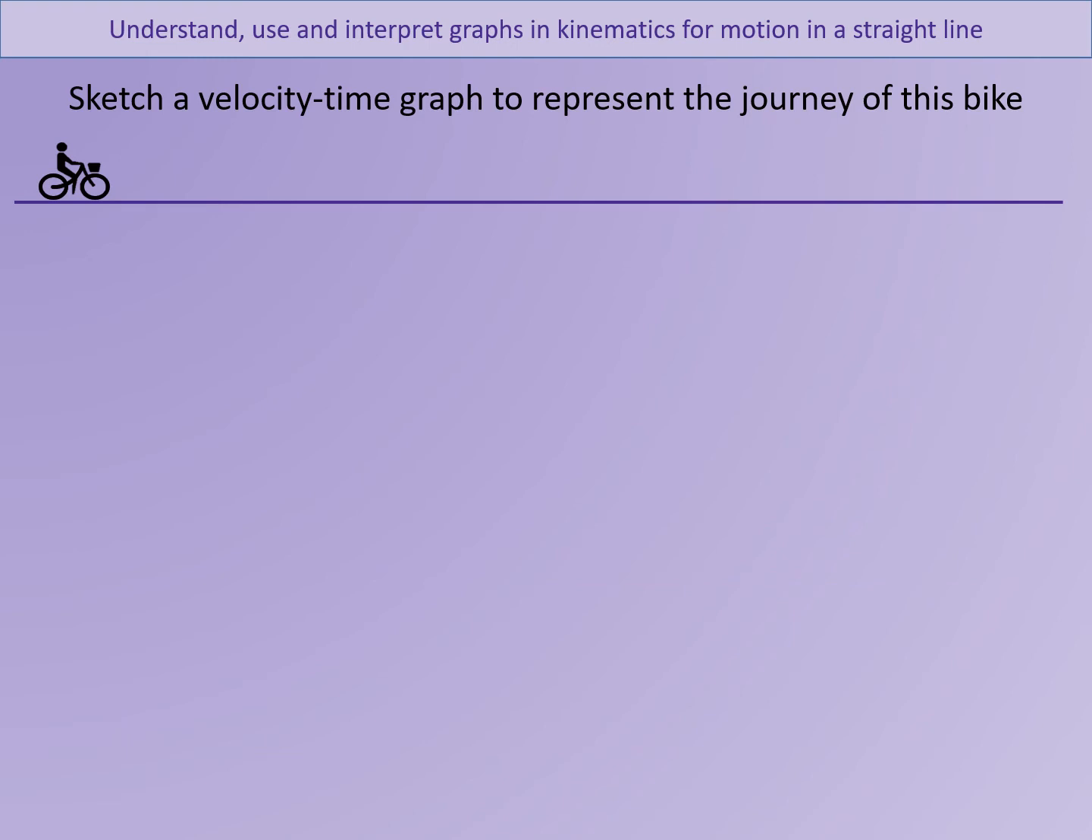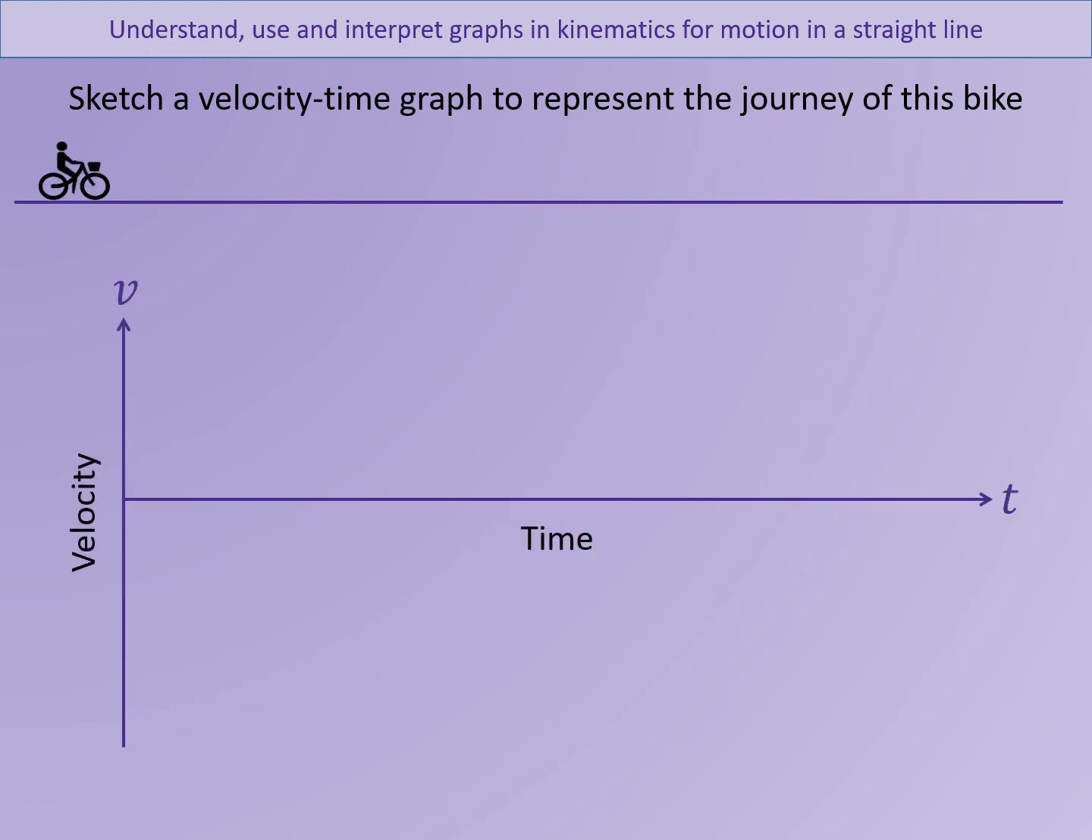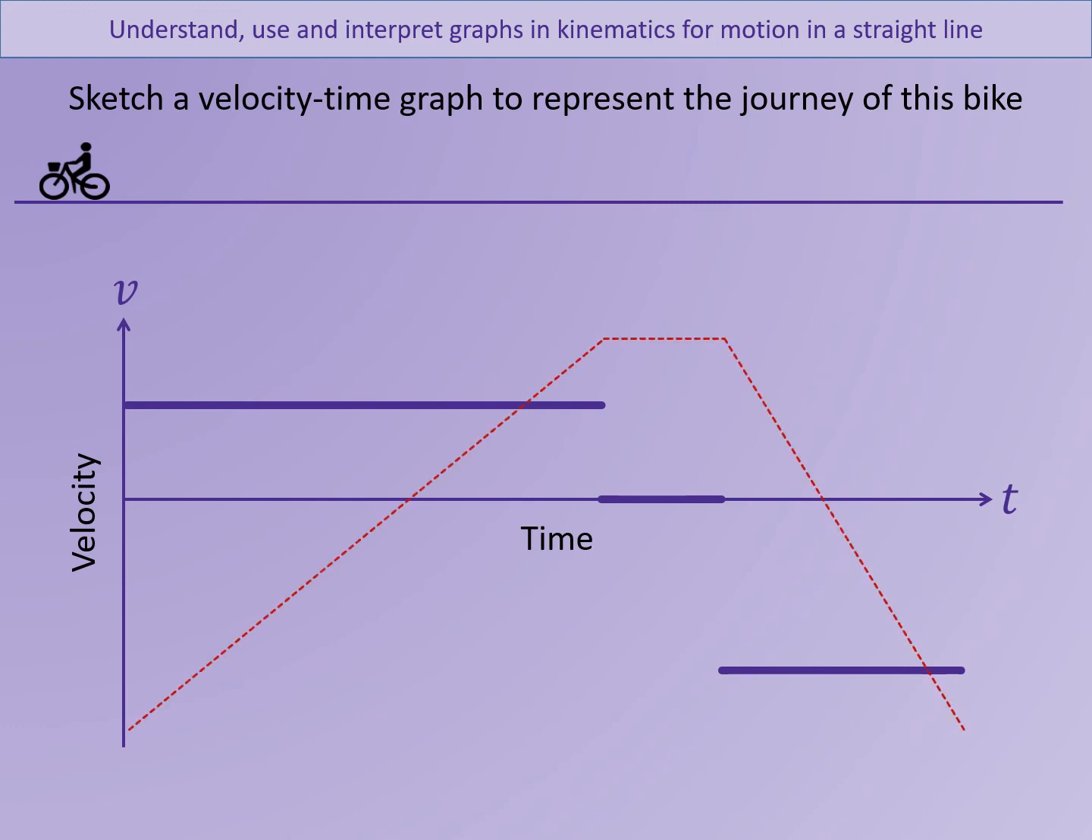Now we're going to consider the next journey. So to draw the velocity time graph, we can see that initially the cyclist had a constant positive velocity. It then briefly paused, so the velocity was 0, and then on its return journey the velocity was negative as it was travelling in the opposite direction. Remember that this was the displacement time graph for the same journey for comparison.